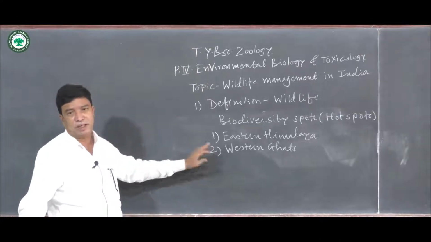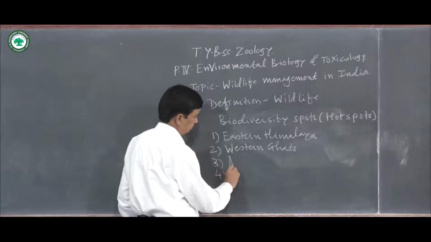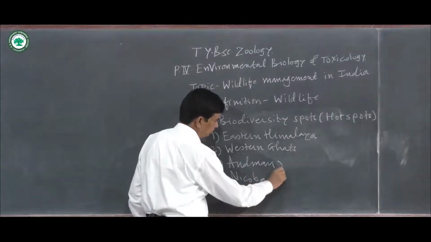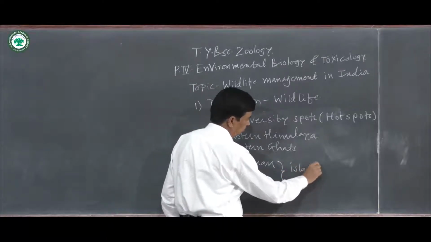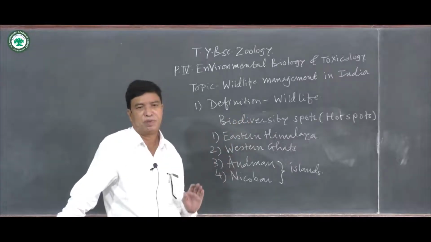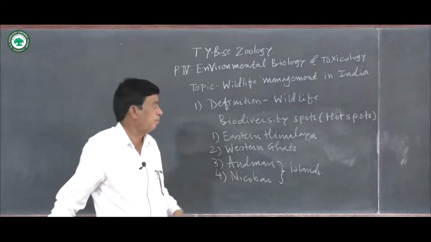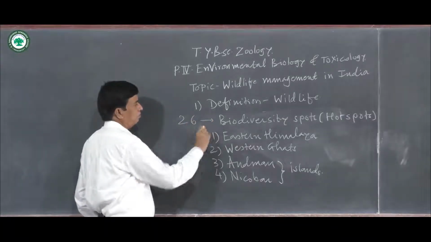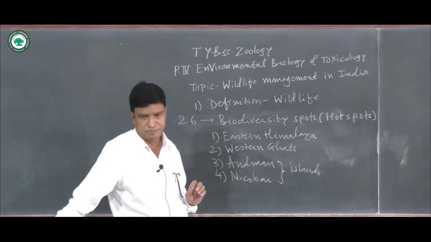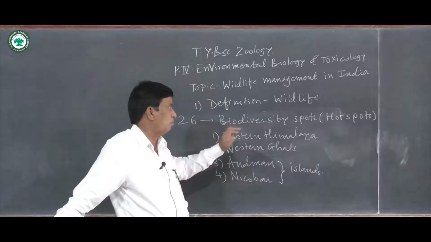Third are these two islands, Andaman Island and Nicobar Island. These four biodiversity hotspots are found in India. And all over the world, there are about 26 biodiversity hotspots. Out of 26, 4 biodiversity hotspots are found in India. That is, India is a rich country as far as biodiversity is concerned.